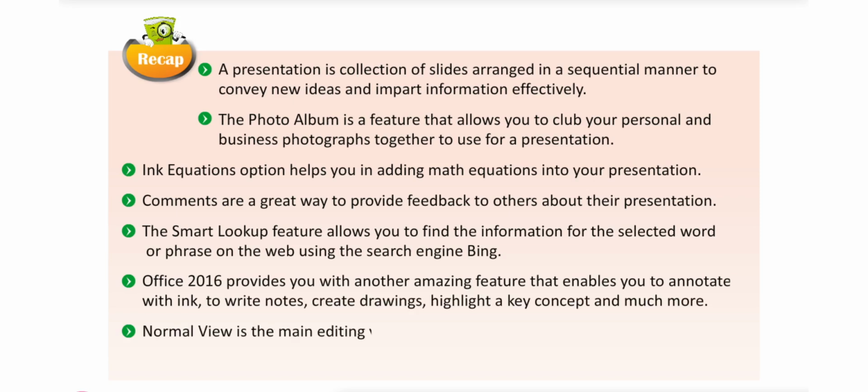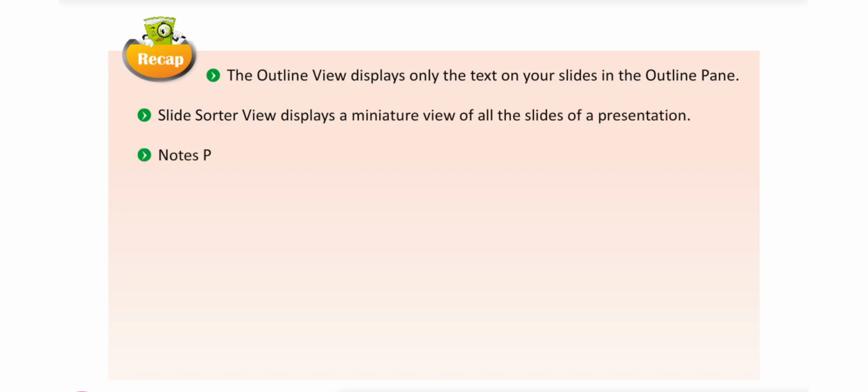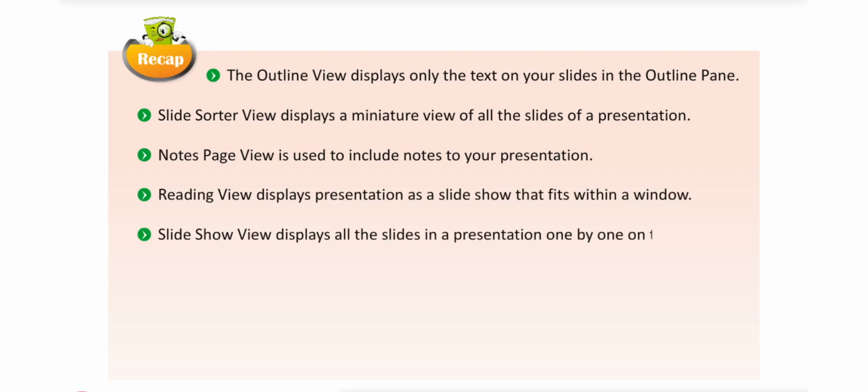Normal view is the main editing view which is used to write and design the presentation. The Outline view displays only the text on your slides in the outline pane. Slide Sorter view displays a miniature view of all the slides of a presentation. Notes Page view is used to include notes to your presentation. Reading view displays the presentation as a slideshow that fits within a window. Slideshow view displays all slides in the presentation one by one on the screen.